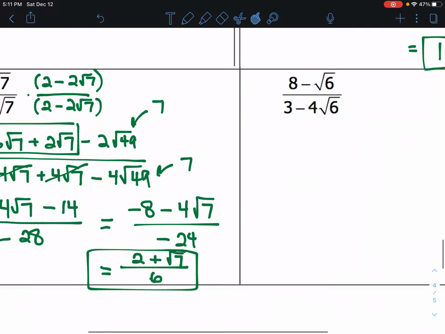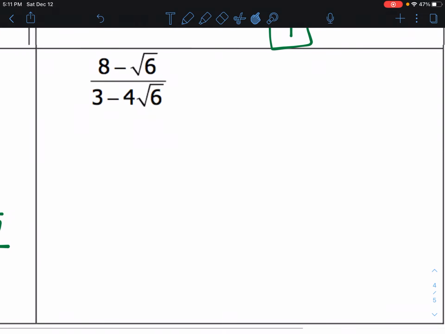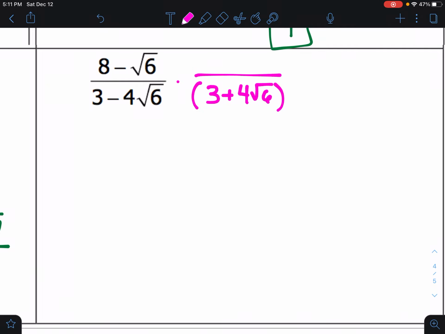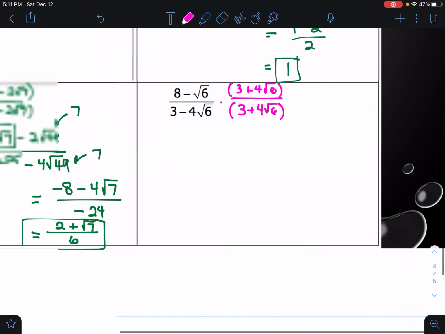Okay, let's go to the last one. So this is the same kind of thing, but just to get some practice with this, so you see another one, let's go through this. So this one, I want to multiply by the conjugate of this. So this would be 3 plus 4 root 6. But I'm going to put that on the top too. Okay, and this one I'll go a little bit faster than I did on the previous one.